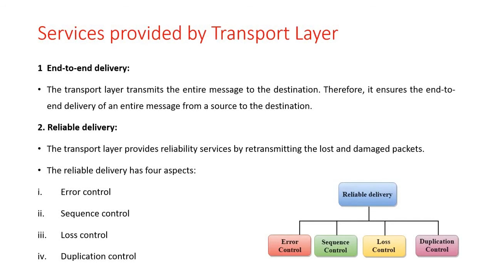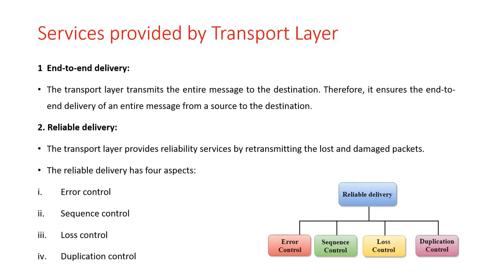The transport layer transmits the entire message to the destination. Therefore, it ensures the end-to-end delivery of an entire message from source to destination. The transport layer sends the data or message from source to destination. This is called end-to-end delivery.